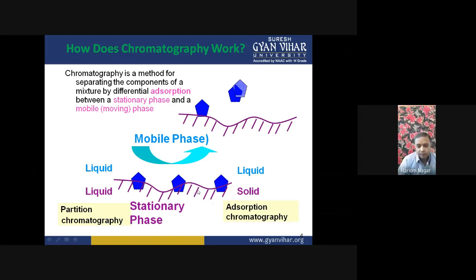If we talk about liquid and solid, where the solid is the stationary phase and the liquid is the mobile phase, then this type of chromatography is called adsorption chromatography. So the basic difference in the separation of components is the adsorption. While in this case, where both phases are liquid, the concept of separation of the components from the mixture is based on the partition of the component between these two phases, mobile and stationary phase.